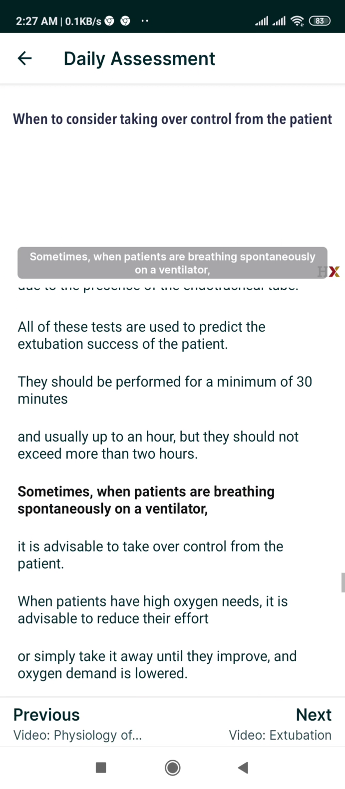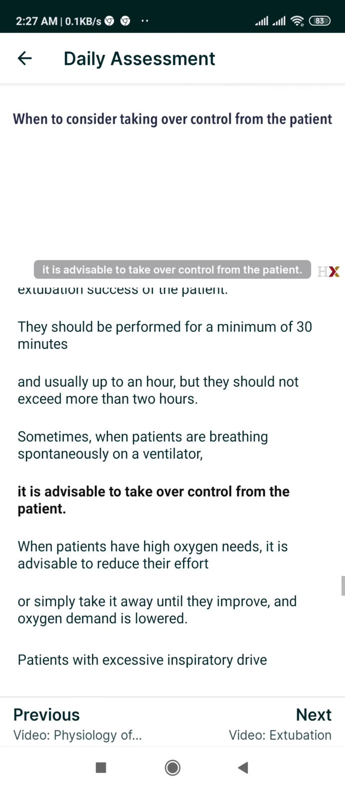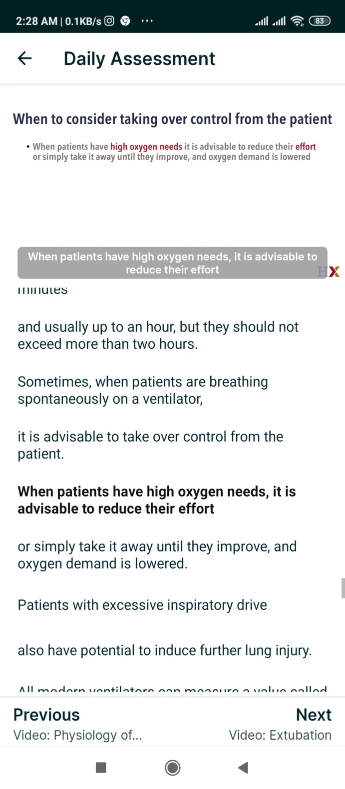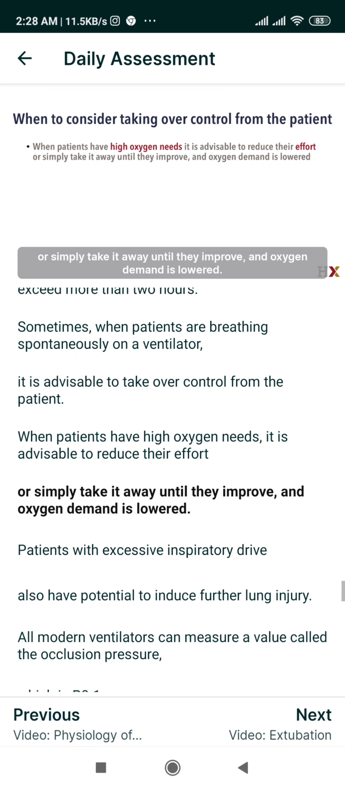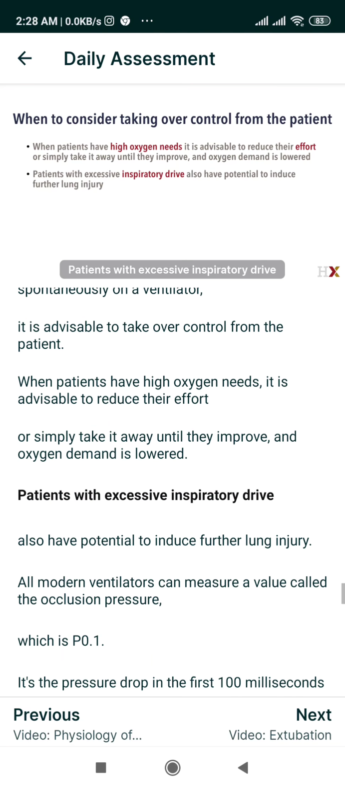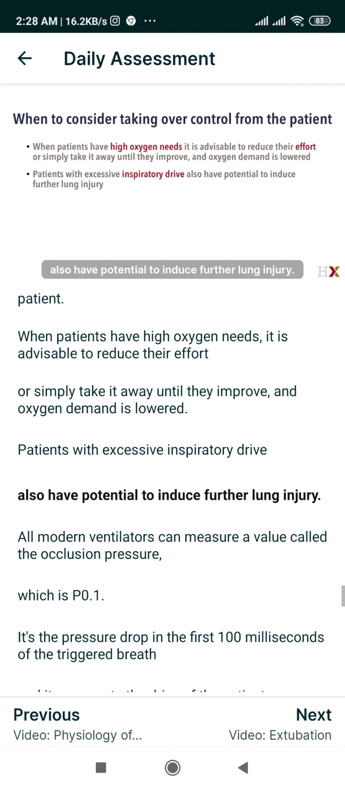Sometimes when patients are breathing spontaneously on a ventilator, it is advisable to take over control from the patient. When patients have high oxygen needs, it is advisable to reduce their effort, or simply take it away until they improve and oxygen demand is lower. Patients with excessive inspiratory drive also have potential to induce further lung injury.